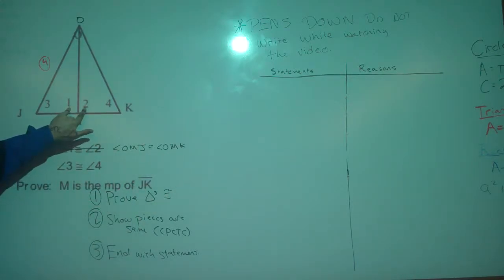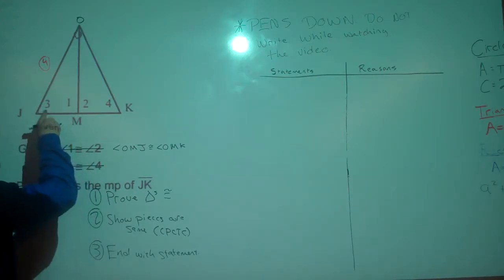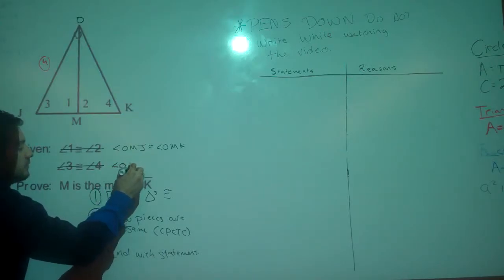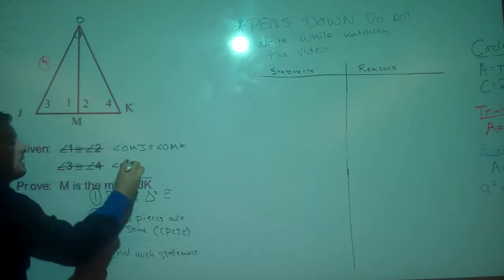If you prefer, you can leave the numbers in the proof. If you prefer, you can add numbers to a proof, but I am using this so you can get practice seeing the names of the angles. Angle 3 would be named OJM with the angle symbol, and that would be congruent to OKM.